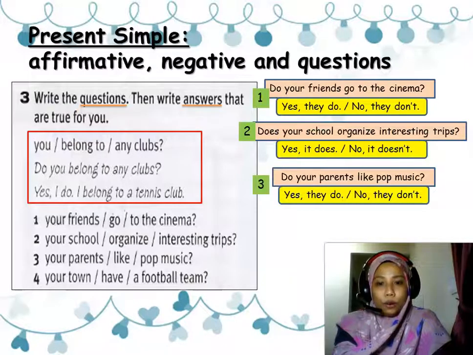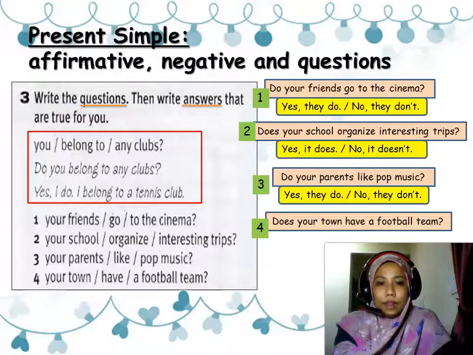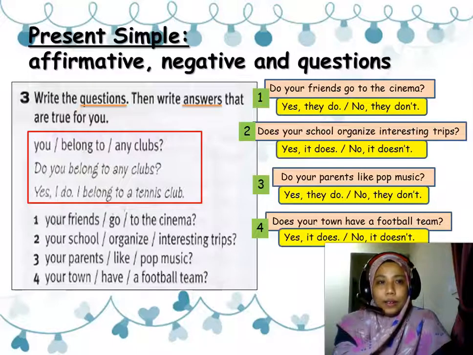Question number 4. Does your town have a football team? Again, if the noun is singular, use does. Next, what kind of answer can we write to answer the question? Either yes, it does, or no, it doesn't.